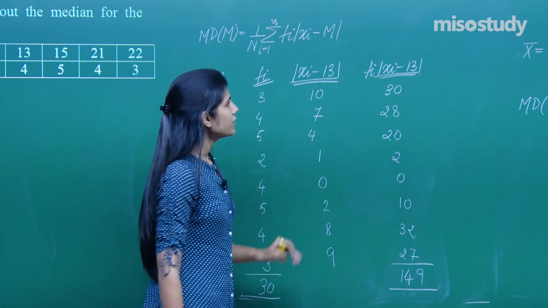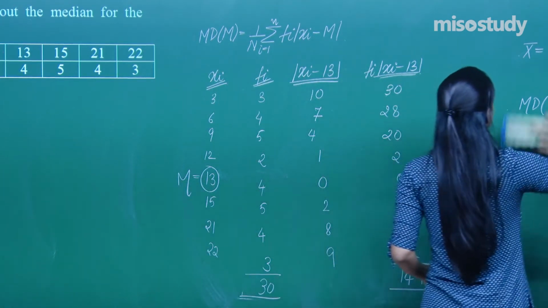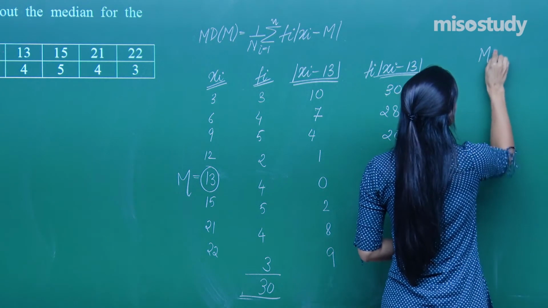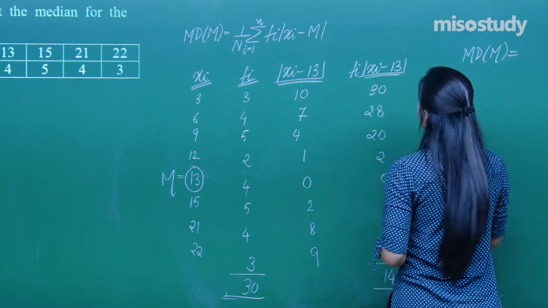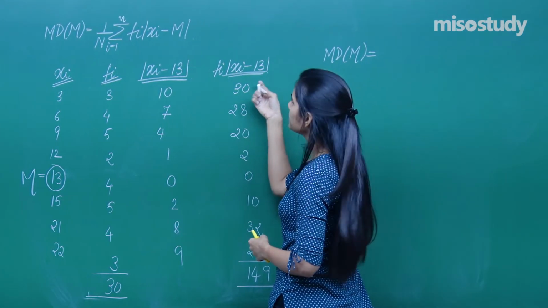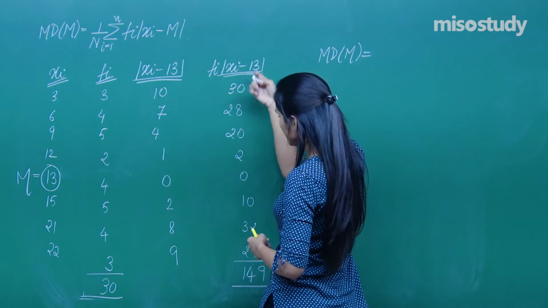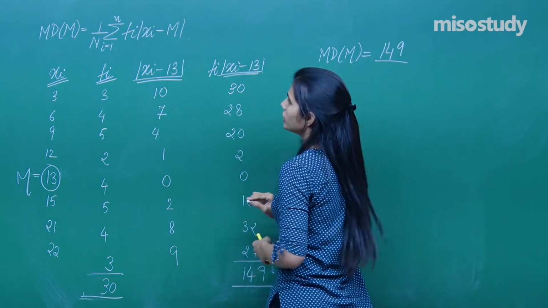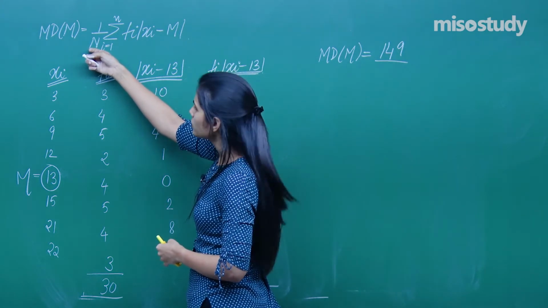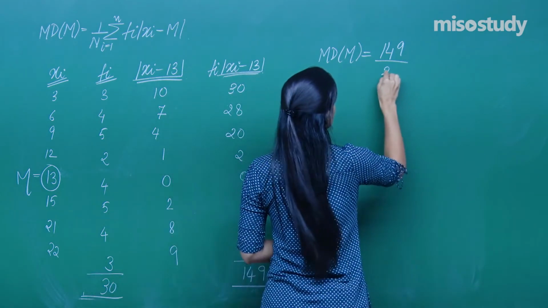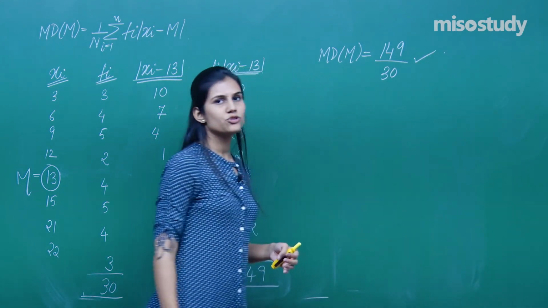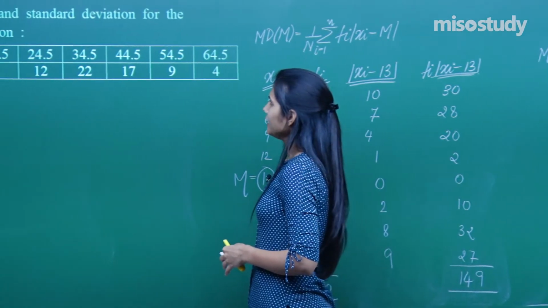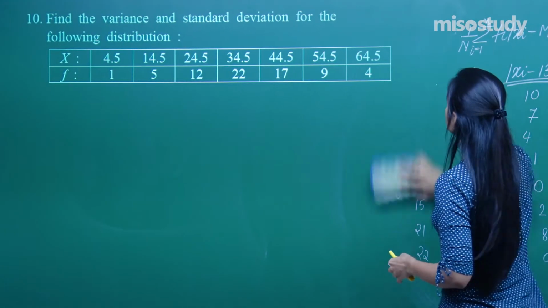Now when you add this up and you get 149, what is 149? 149 is nothing but the numerator of mean deviation about median. So mean deviation about median is summation fi mod of xi minus the median, which is actually the addition of all of this, 149, whole upon the total number of observations, which is nothing but summation fi, that is 30. You can clearly evaluate this. This happens to be the mean deviation about median. Clear? Next we have: find the variance and standard deviation for this given data.